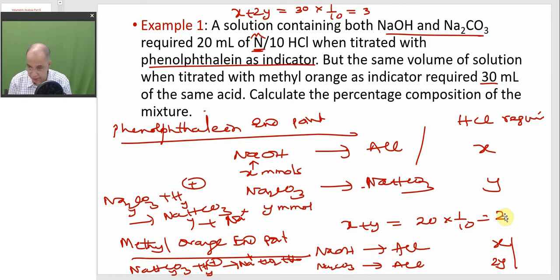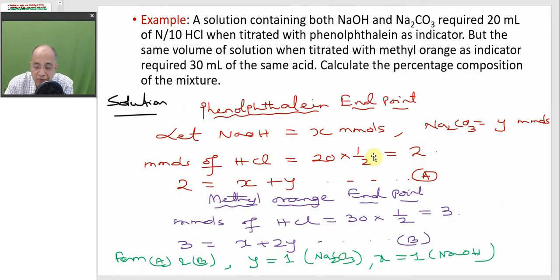I have done it for you. X plus y is equal to 2 and x plus 2y is equal to 3. When solving, you are getting x is equal to 1 and y is equal to 1. You do it on your own. You can pause the video and solve on your own and then experience the magic.